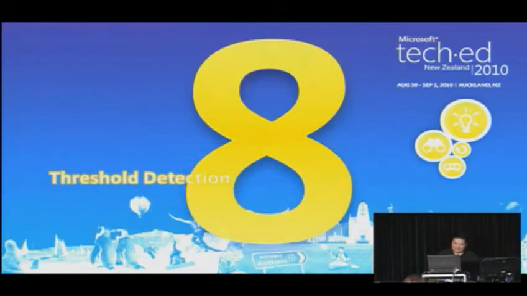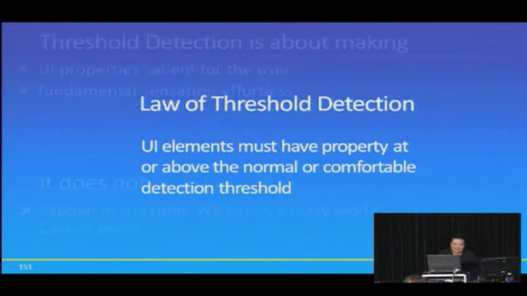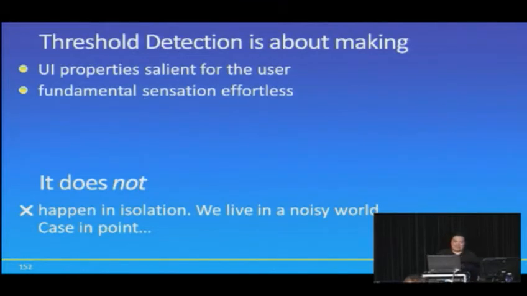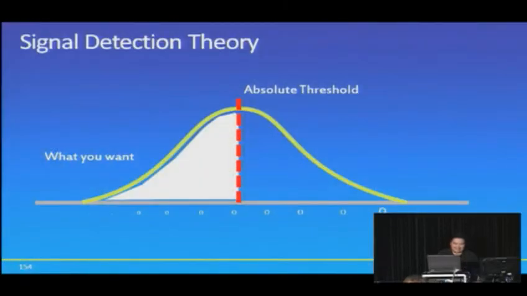Okay, so number 8 is the law of threshold detection. But basically, UI elements must have a property at or above normal or comfortable detection. And the point around this is that no UI element, particularly in multi-touch systems, tends to be by itself. All right, so in the US we call this Where's Waldo? Here it's Wally. Okay, Wally. All right, so yeah, so here it is as an example of signal detection theory.